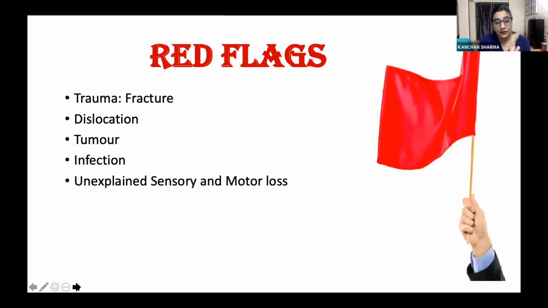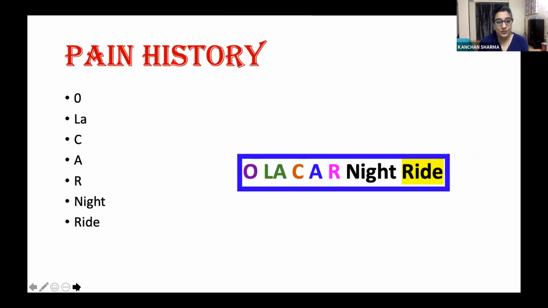Red flags are the same as what I have already covered during my shoulder class, and I think that would have been covered by Devjyoti boss and Chinmay boss also during the elbow class. So they remain the same. And then this pain history, I hope all of you now must be well versed, because with this mnemonic, OLD CARNR: O was for the onset, L for the location, C for the character, A for the aggravating, R for the relieving, N is obviously night pain, and R is for the radiation.